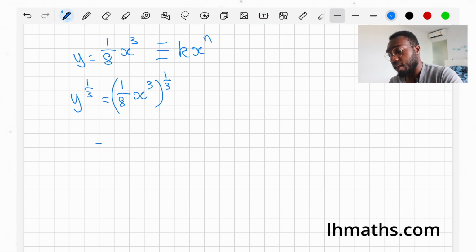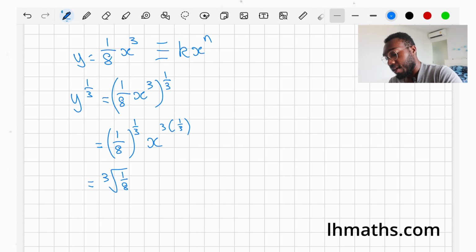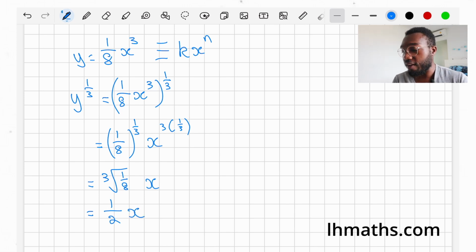So if we work this out, then we would do 1 over 8, raised to the power of 1 over 3, and that is times x to the 3, all raised to the power of 1 over 3. So that is the same as saying the cube root of 1 over 8, and then for x, we have 3 times 1 over 3, which is just 1, so we're left with just x. The cube root of 1 over 8 is simply 1 over 2, and that is times by x. So now we have a half x, and we need to rewrite it in that form, kx to the power of n. Well, in that form, it's actually just the exact same.